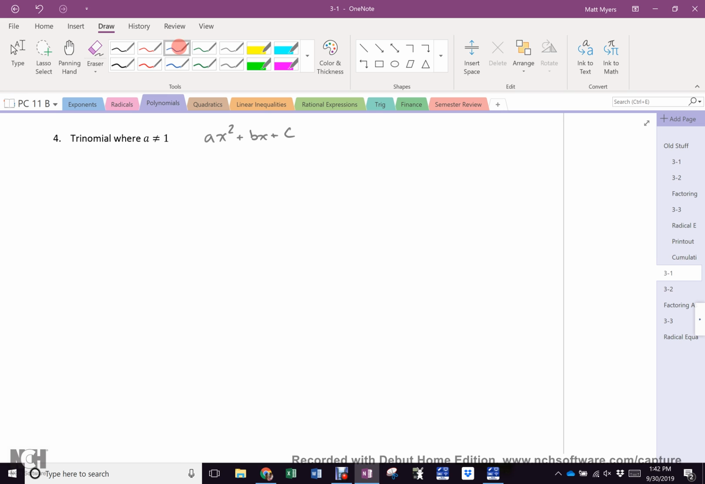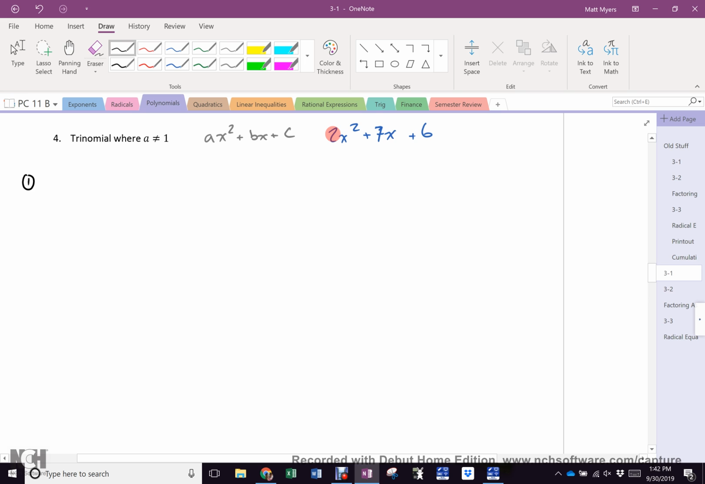So, let's write one out. Let's go with 2x squared plus 7x plus 6. Can I get rid of that 2 through GCF? No, I cannot. So I'm stuck with it. Now, 3 methods. I'm going to remind you of the one I like first, and then I'm going to work my way down to the one I like the least. All right? The first one is the way I like to do this.